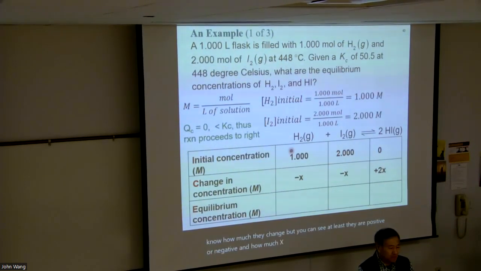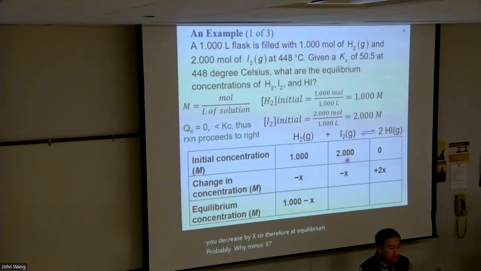Now you have the initial and you have the change. You can at least write the expression. You don't know the value, but at equilibrium, you start with y and you subtract x. So at equilibrium, it is probably y minus x.